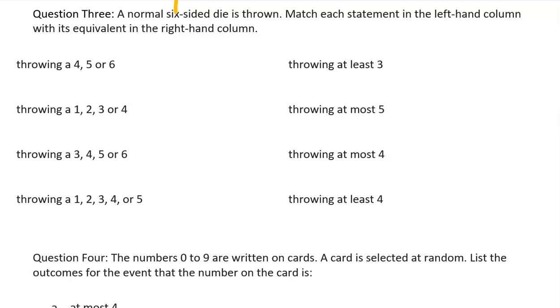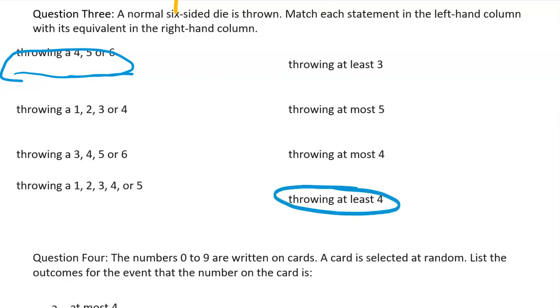Okay, so throwing a 4, 5, or 6. Now we need to find one that matches this in the second column. Throwing at least a 3? Well, no, because that's going to include the number 3. Throwing at most a 5? No. Throwing at most a 4? No. Throwing at least 4. So throwing at least 4 is the same as throwing 4, 5, or 6. So I'm going to match these two together.